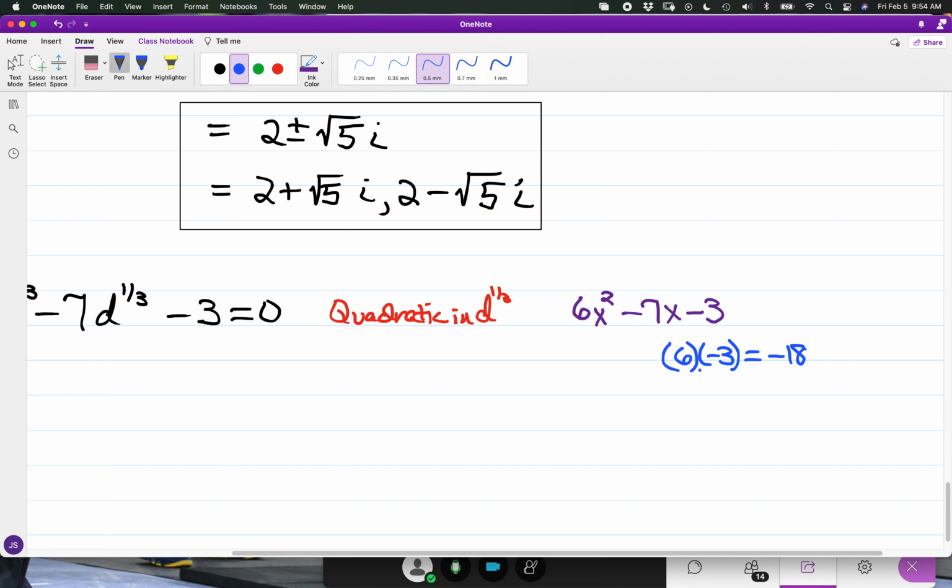Now I'm going to be looking at factors of negative 18 that will add up to negative 7. 6 and negative 3 would add up to positive 3. So we're looking for two numbers that will multiply into negative 18, but that will also add up to negative 7. And guess what? Negative 9 and 2 will be such a combination.